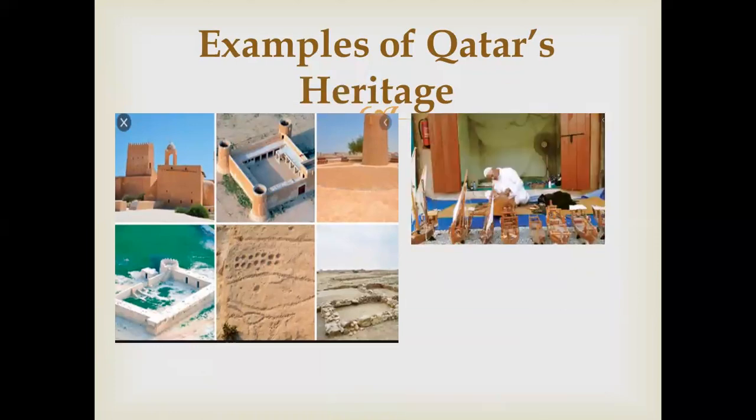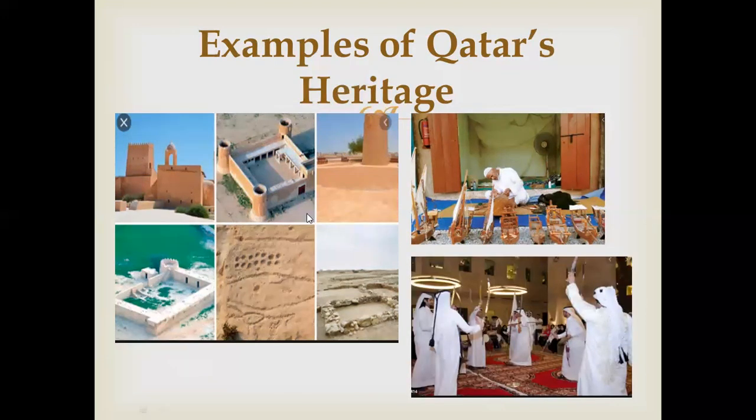As I've said, in the concept of heritage we talk about its types. We have two types of heritage: material heritage and non-material heritage. Material is something tangible, something you can see and feel. We have examples here like towers, castles and forts.